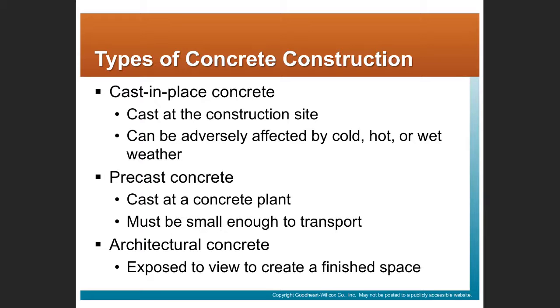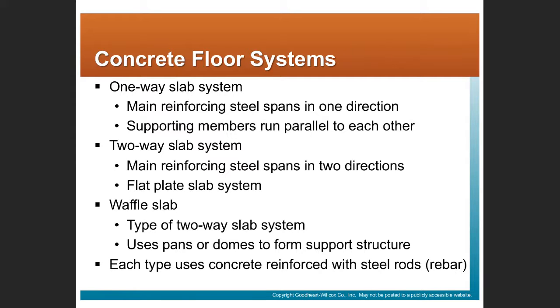And obviously we can use concrete as an architectural element, right? We can treat it in various ways to create a finished surface. Number of different types of concrete floor systems. And again, I am on page 190 in the textbook. Right, a one-way slab system, right? The reinforcing steel is going to span in one direction with the members running parallel to each other, right? This is very similar to what we would do if we were building in wood, right? We have wood joists parallel to each other, spanning in one direction, and those joists might be bearing on a foundation wall or an intermediate beam, right? That would be the floor system that we have in Sullivan or Marseille, right? That would be the first floor of either of those two structures.